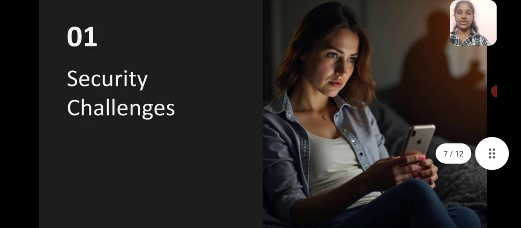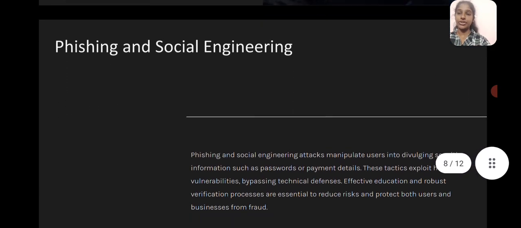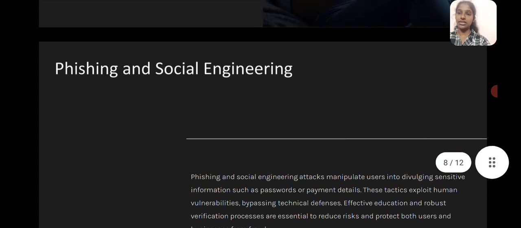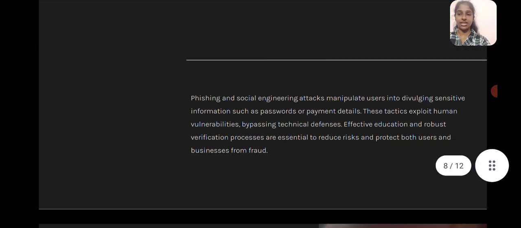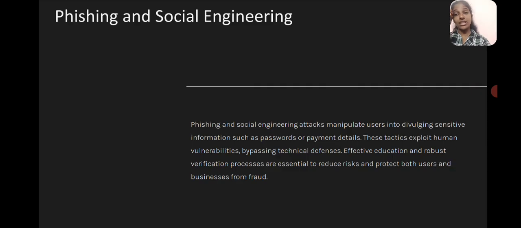The next topic is security challenges in authentication: phishing and social engineering. Phishing and social engineering are attacks that manipulate users into divulging sensitive information such as passwords or payment details. These tactics exploit human vulnerabilities, bypassing technical defenses, and effective education and robust verification processes are essential to reduce the risks and protect both users and the business from fraud.